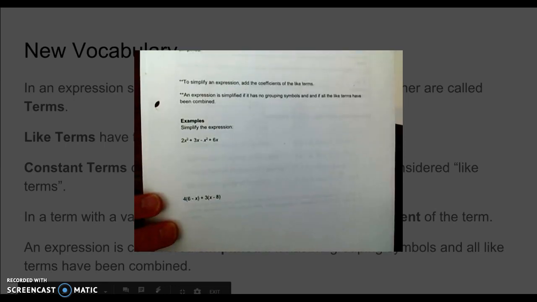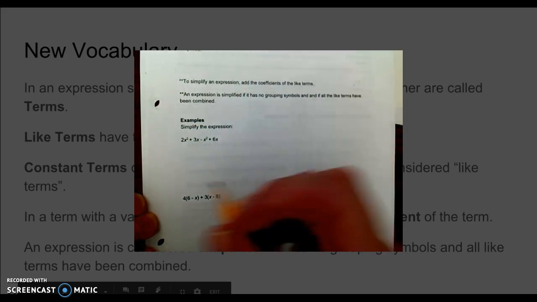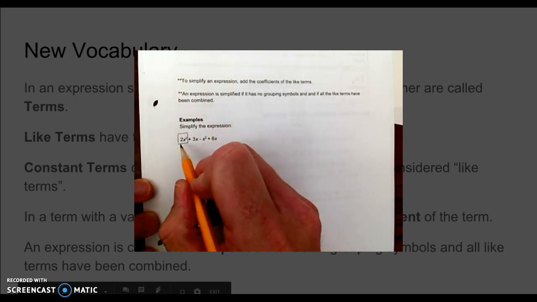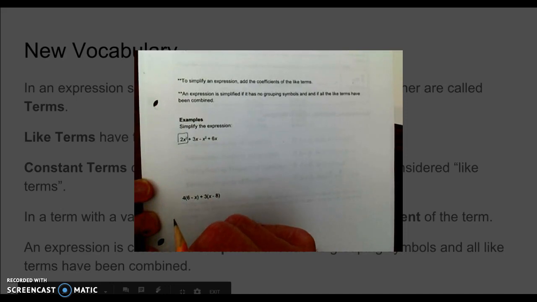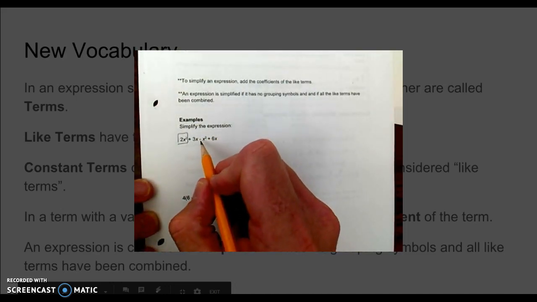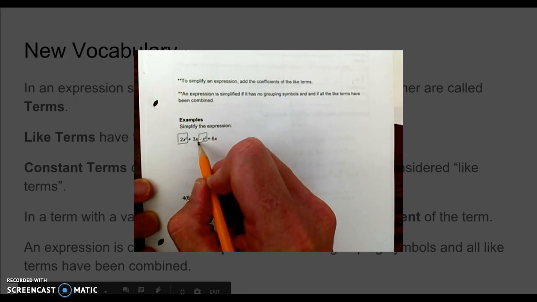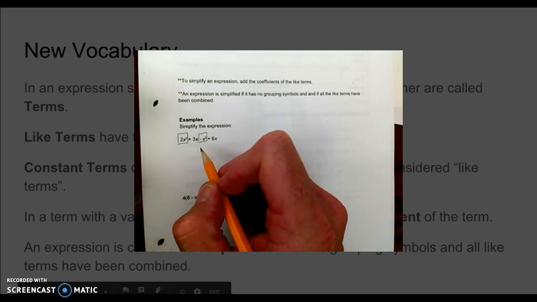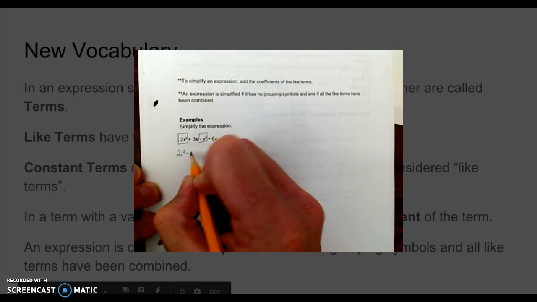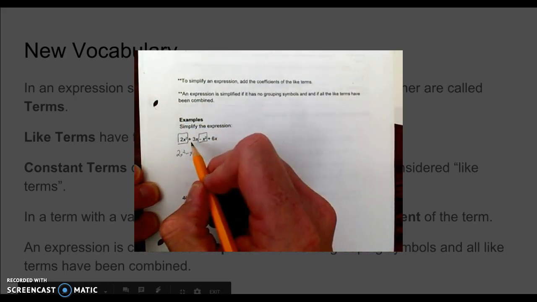Let's simplify this expression. 2x squared plus 3x minus x squared plus 6x. So our first job is to identify, well, where are our like terms? And it's not a bad idea to actually go in and mark up your page. So I can see I've got a 2x squared. I'm looking for another term that also has an x squared in it. And I see there's a minus x squared. So that's really like a negative 1x squared. So we're going to group those two things together. 2x squared minus 1x squared.